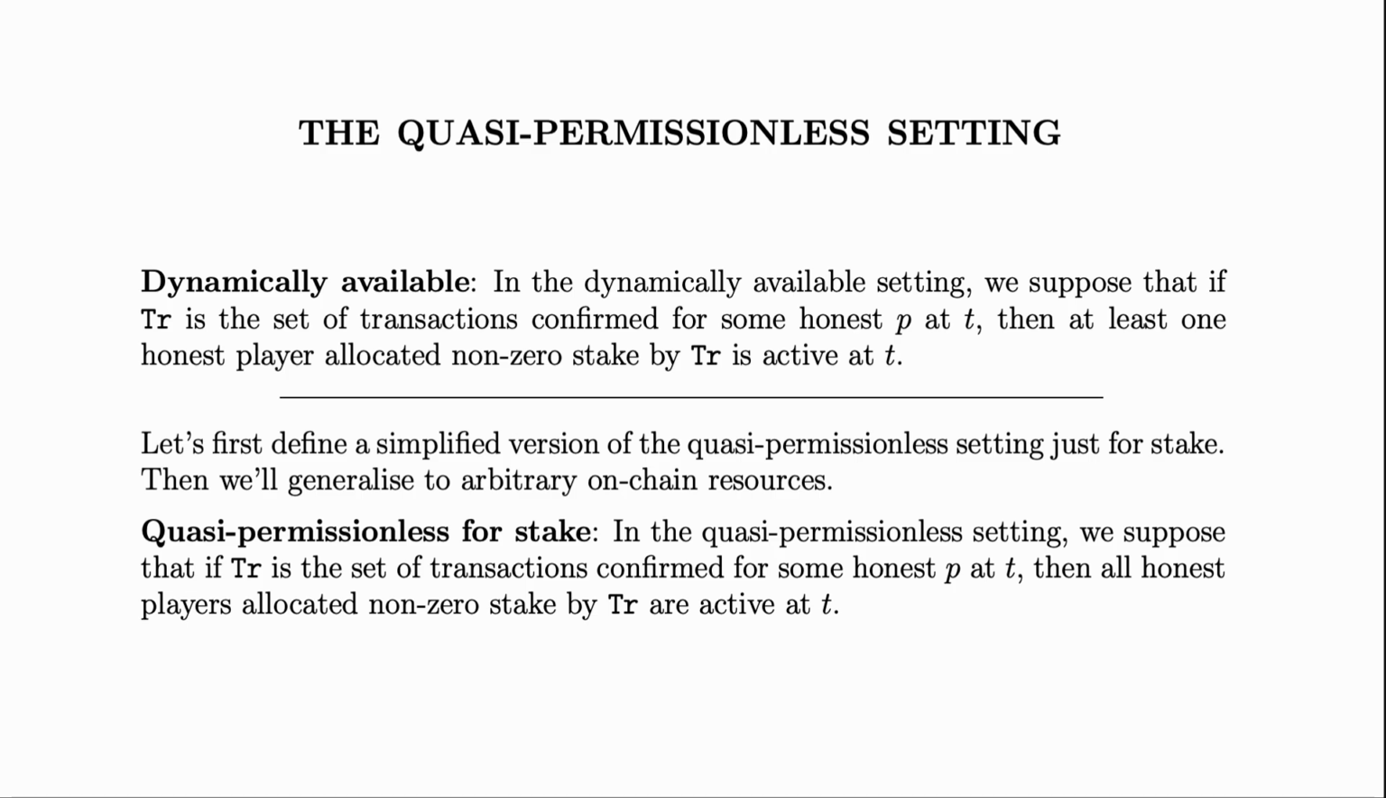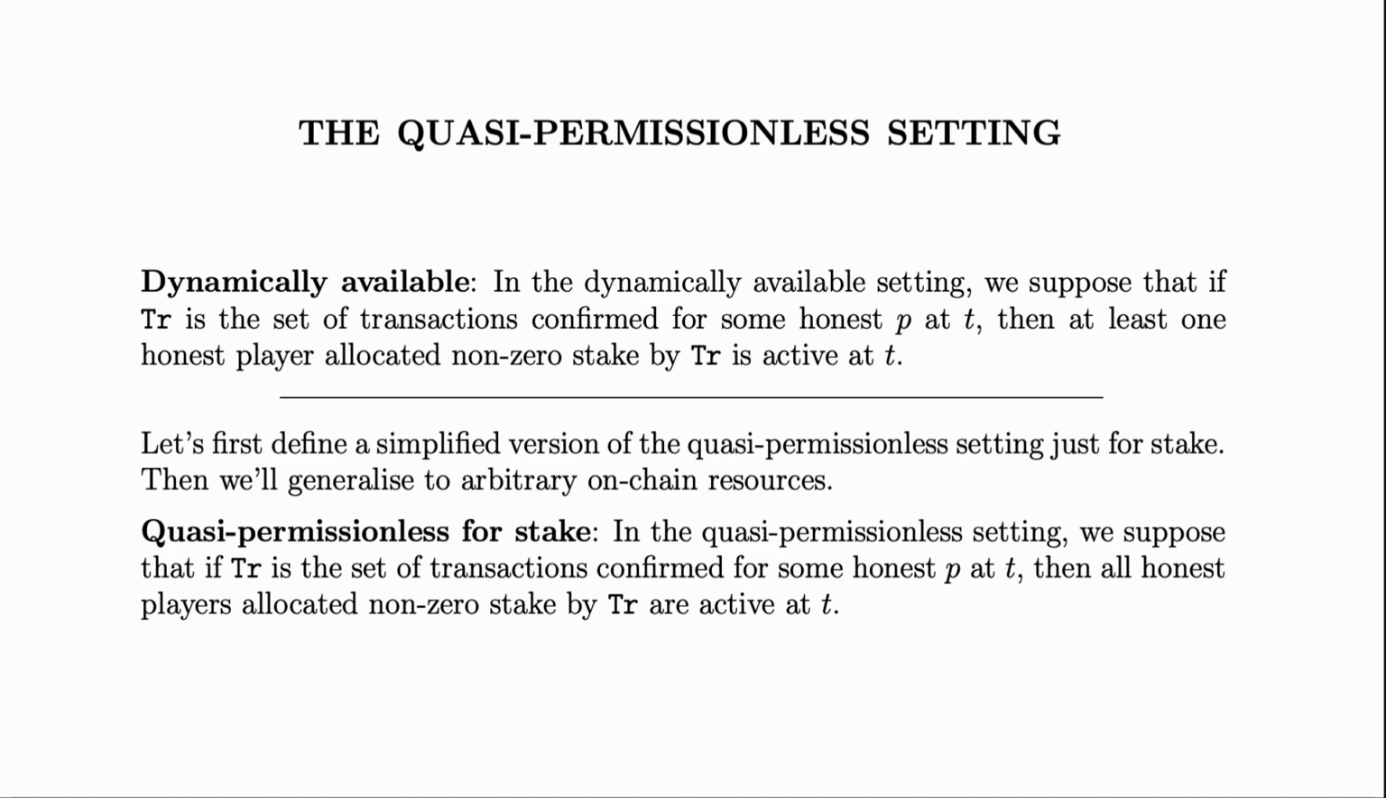So in the quasi-permissionless setting, we suppose that if TR is a set of transactions confirmed for some honest player P at time T, then all honest players allocated non-zero stake by that set of transactions are active at that time slot T. Okay, so previously in the dynamically available setting, we know that at least one honest player from that set is active, and now we can assume that they all are. Okay. So the basic fundamental difference here is that this is what allows us to carry out sort of the classical BFT quorums type protocols.